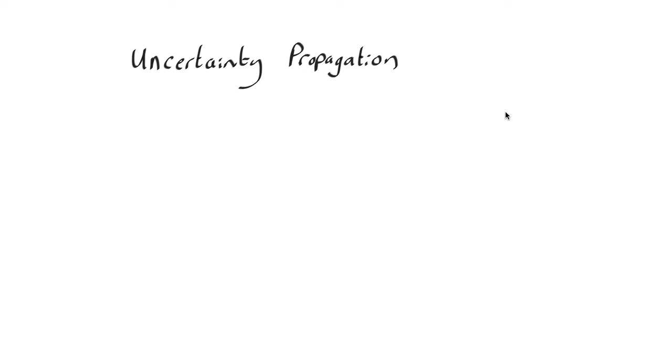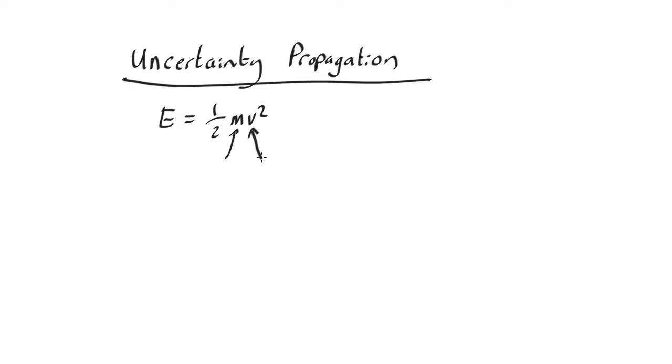Now in this video I'm going to talk about uncertainty propagation. What does this mean? Well, let's say you're trying to measure the energy of something, and we know the energy is a half mv squared. But what you actually measure are the mass and the velocity. And there might be an uncertainty in both of those. So you might know that the mass has got some value with an uncertainty sigma mass, and the velocity with an uncertainty sigma velocity. But what's the uncertainty in the energy?